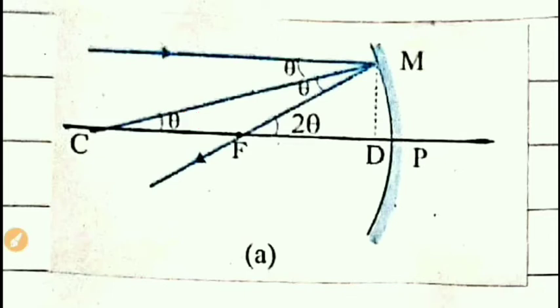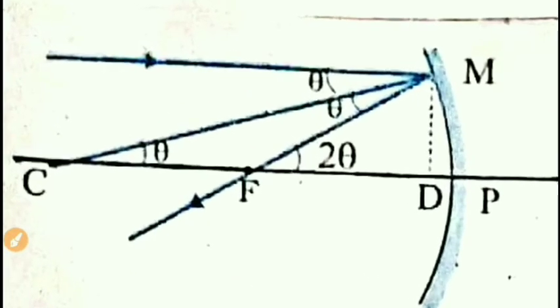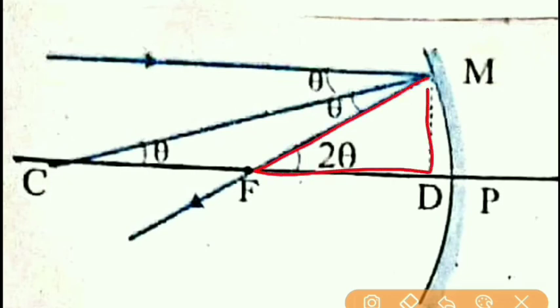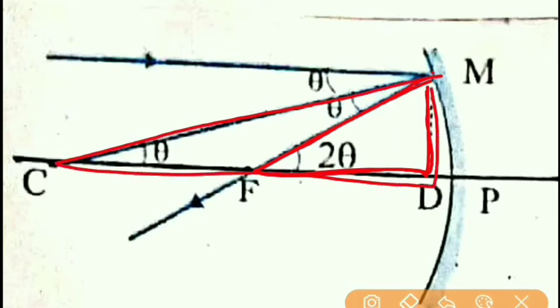Now from the geometry, it is clear that this triangle MFD and this triangle MCD, from both this triangle, as this point is the midpoint of CD. So definitely if this angle is theta, then this angle will be twice of theta.